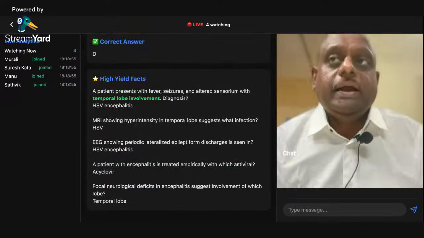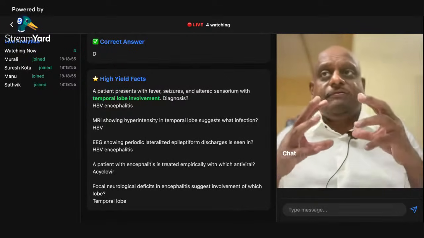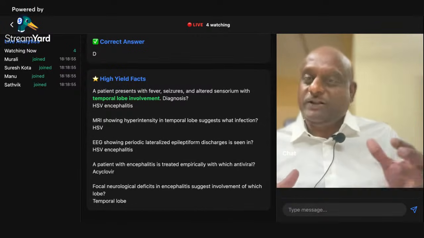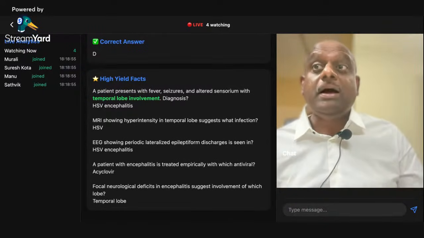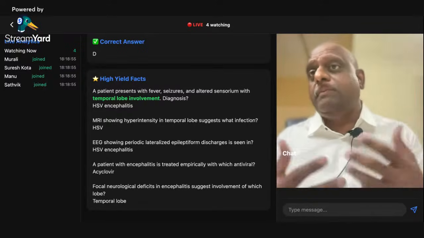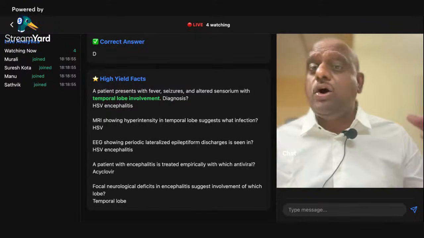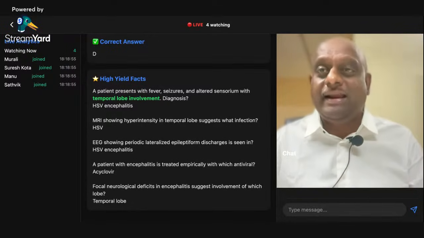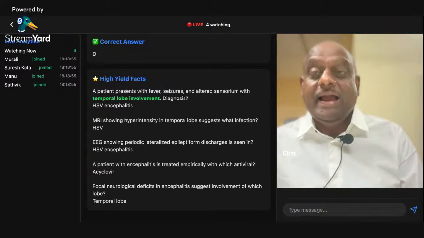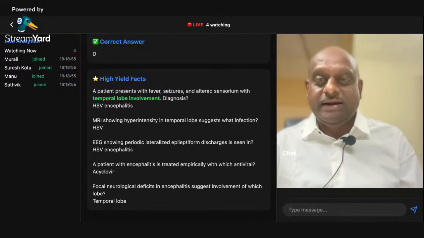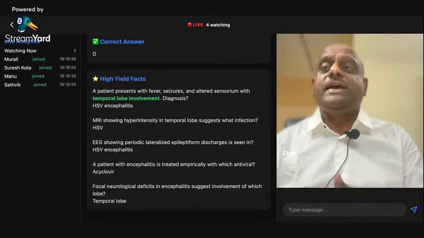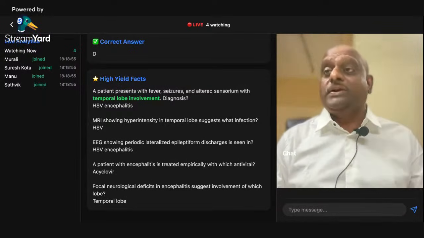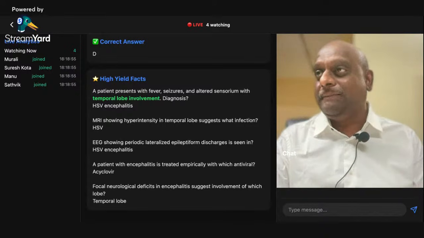EEG is not diagnostic is wrong, fundamentally, right? So you should know, any patient who presents with fever, seizures, altered sensorium, you should always think of the possibility of temporal lobe involvement. MRI shows hyperintensity in the temporal lobe. EEG shows periodic lateralized epileptiform discharges, which are classically seen in HSV encephalitis. Acyclovir is the treatment of choice. Whenever focal neurological deficit is there in encephalitis, it suggests involvement of the temporal lobe, is what you need to remember.